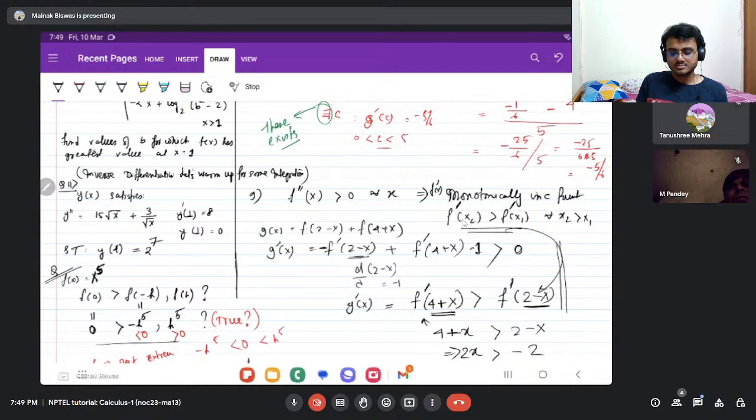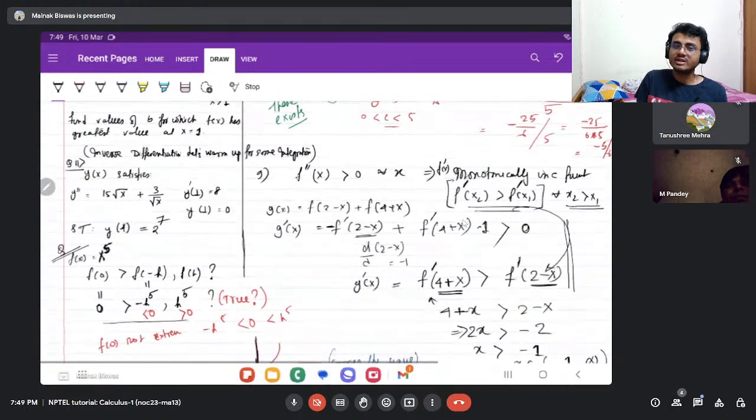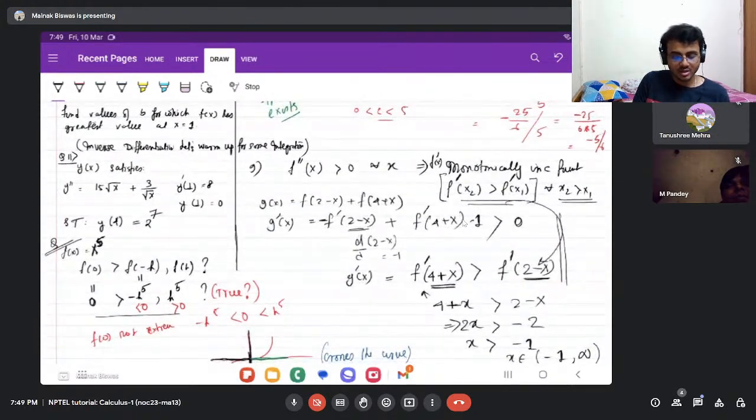Agreed? Yes. So if f dash x is monotonically increasing, which means that f dash of x2 will be greater than f dash of x1 for all x2 greater than x1, right? Right, I need a second derivative here. There's no way other than that. So when I made this question, I did not realize that.